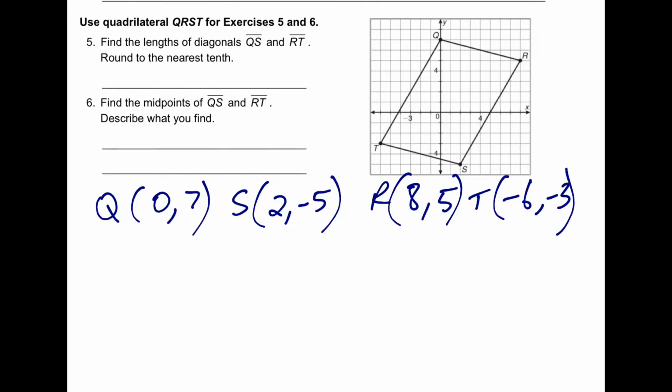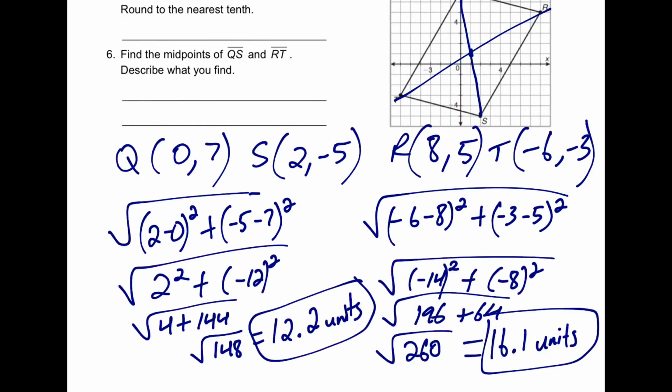For number 5 and 6, we're going to use QS and RT to find the lengths of those diagonals and then the midpoints. So if I plug these both into this distance formula, and I take the second minus the first, the second minus the first, I do the subtraction accounting for the negatives, and I square them to get rid of the negatives, combine, take the square root, and round to the nearest tenth. I get 12.2 between Q and S, and 16.1 between R and T.